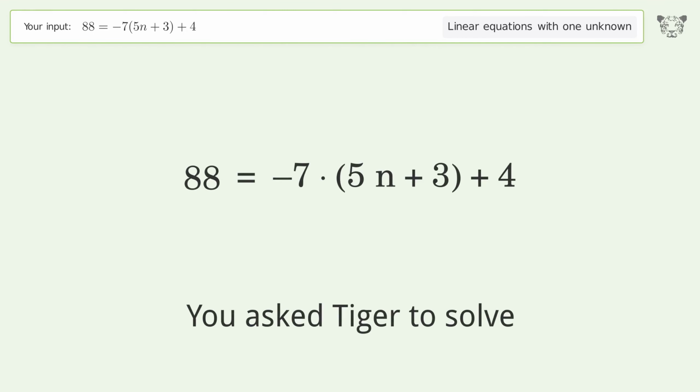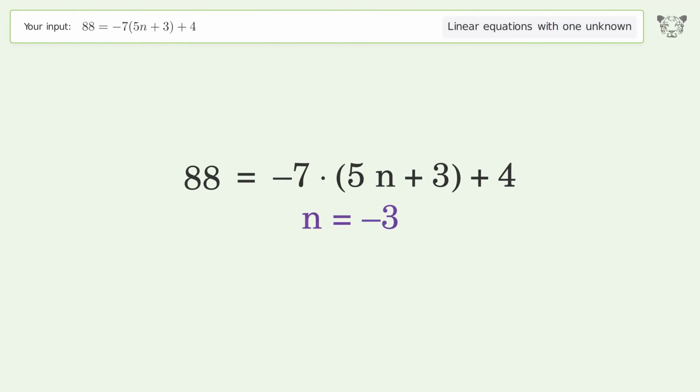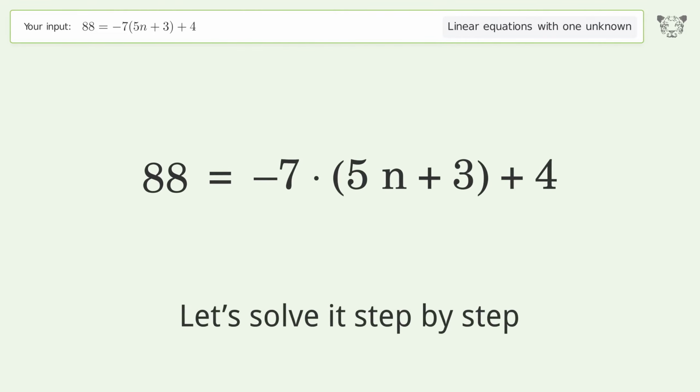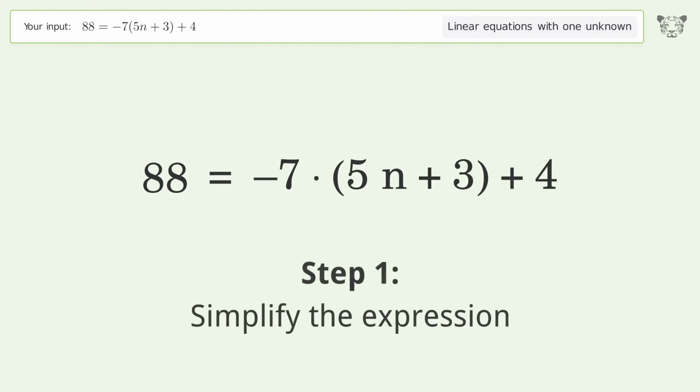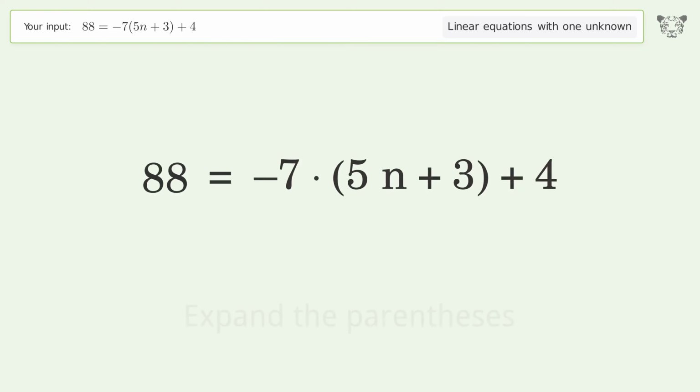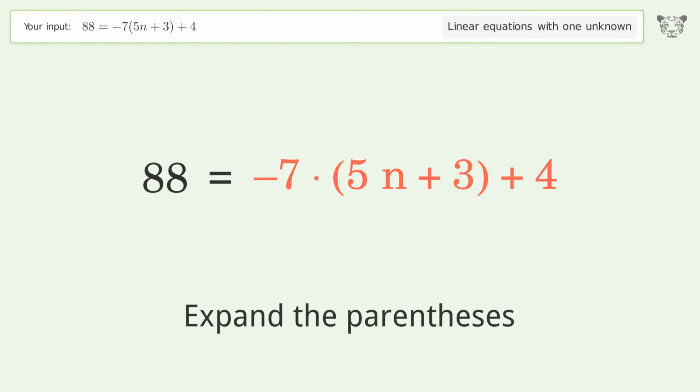You ask Tiger to solve. This deals with linear equations with one unknown. The final result is n equals -3. Let's solve it step by step. Simplify the expression. Expand the parentheses.